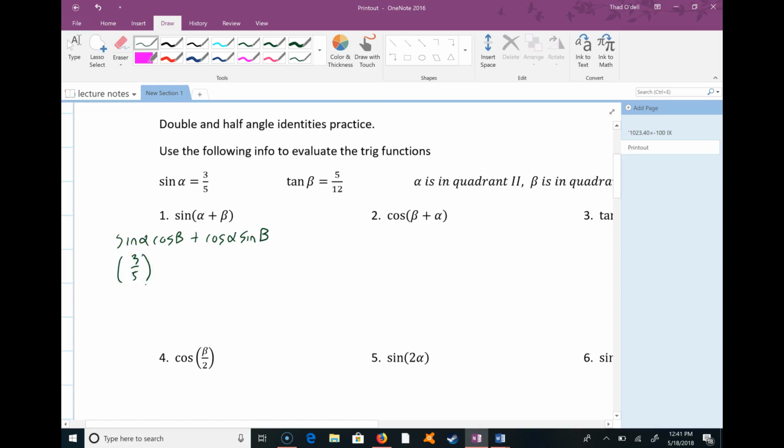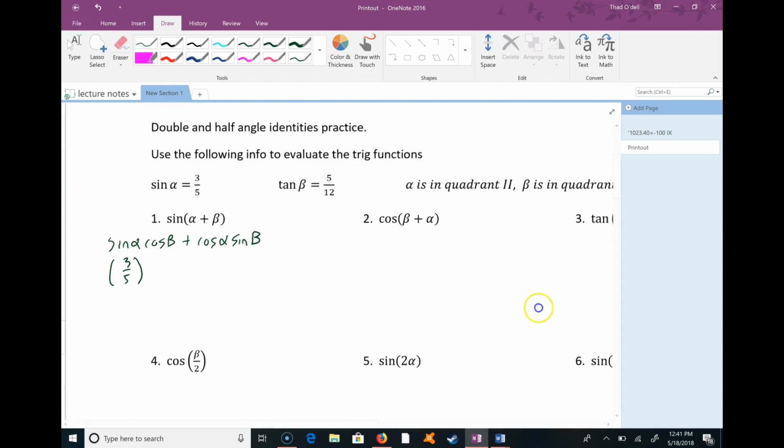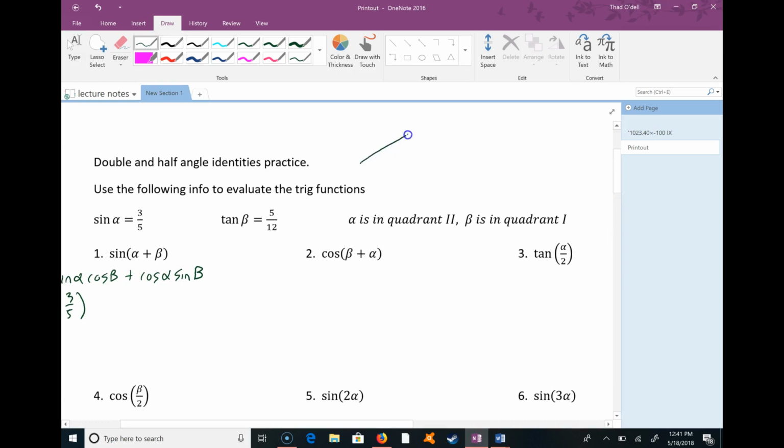But we don't know what cosine of beta is, but we have a tangent of beta over here, okay? So what we're going to do is draw both a triangle with alpha in it and a different triangle with beta in it, because these would be two different triangles, right? And knowing that sine of alpha is 3/5, that would mean that this side would have to be 3 and that side would have to be 5, or some ratio of those, which would force this one to be some multiple of 4, because of the Pythagorean theorem.